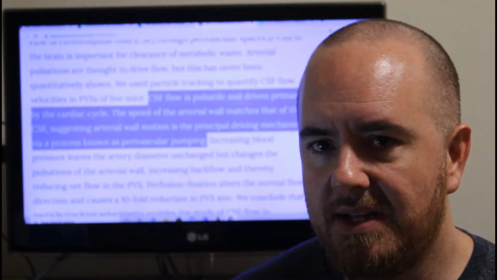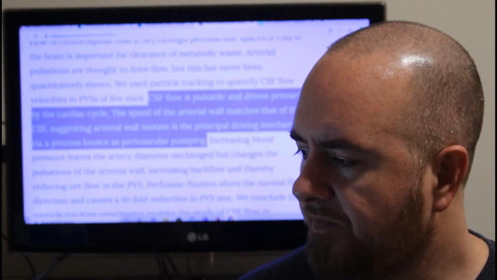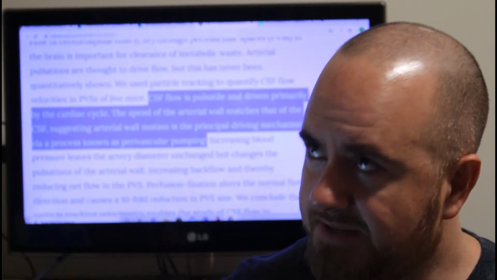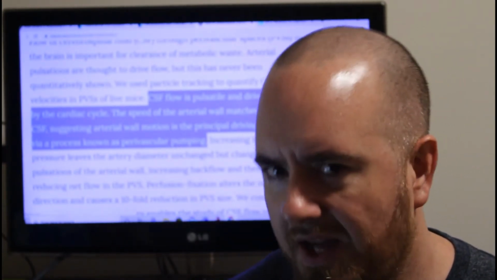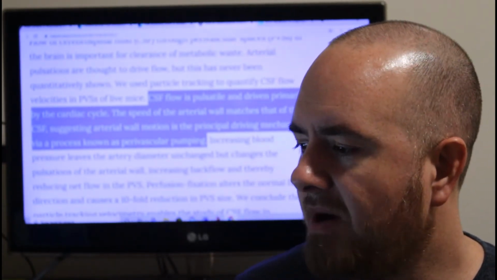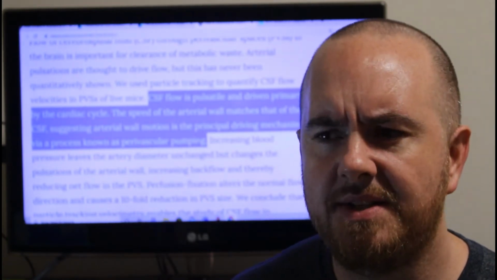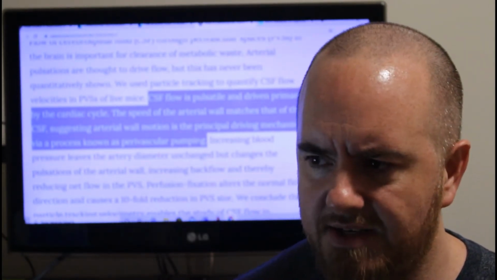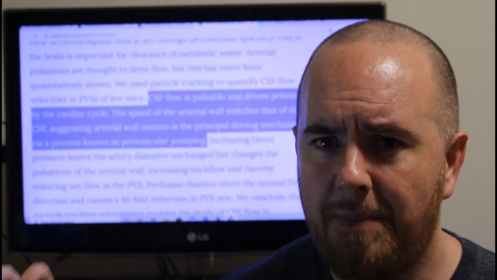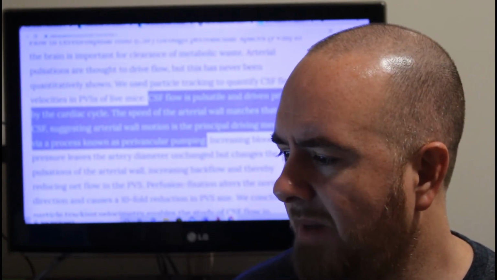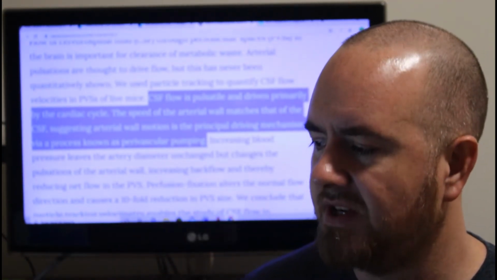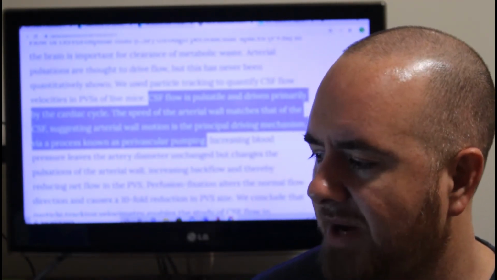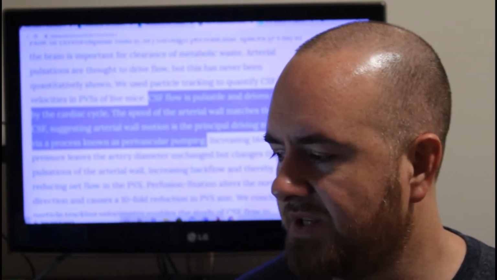I will say that in this statement we want to be very careful. It is making a statement that there seems to be enough evidence that CSF flow is pulsatile. I think that's fair. Driven primarily by the cardiac cycle: I've seen some places where this isn't as fully agreed upon, but it's not completely unfair. It's at least possible. The speed of the arterial wall matches that of the CSF, suggesting, not proving, suggesting arterial wall motion is the principal driving mechanism via a process known as perivascular pumping.